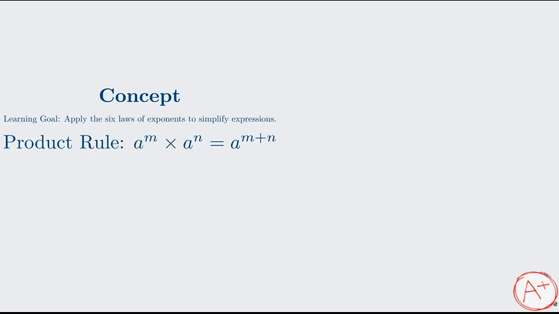Next, the quotient rule. a^m divided by a^n equals a^(m-n). When dividing, we subtract the exponent of the denominator from the exponent of the numerator.